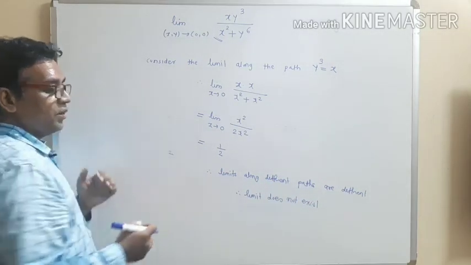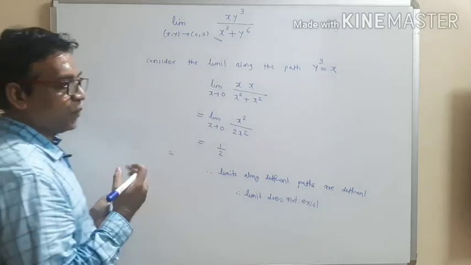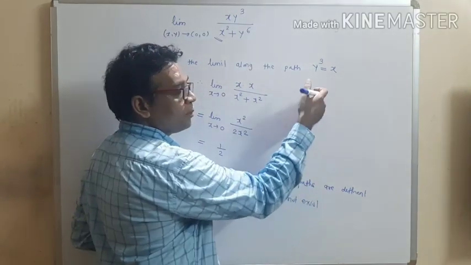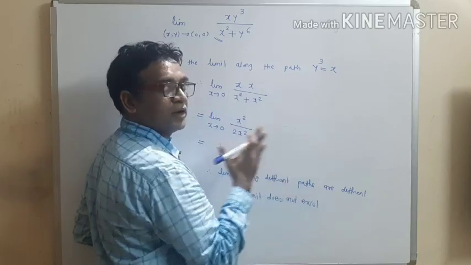So see how to show that limit does not exist. What is the process? Use some different equation and get some different limit.